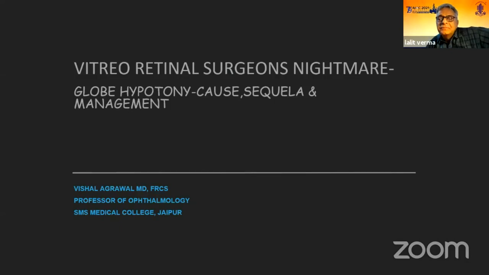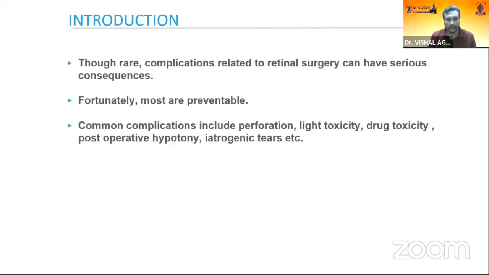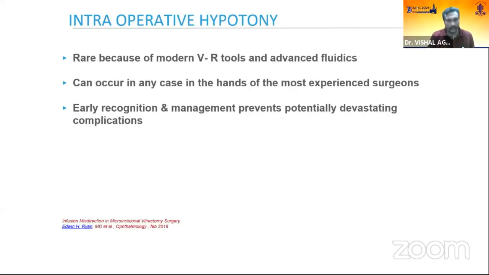So, sir, I'll be speaking on globe hypotony: cause, sequelae, and management. Though rare, complications related to retinal surgery can have serious consequences. Unfortunately, most are preventable if detected early. The common complications we all encounter are globe perforation, light toxicity, drug toxicity, post-operative hypotony, iatrogenic tears, etc.